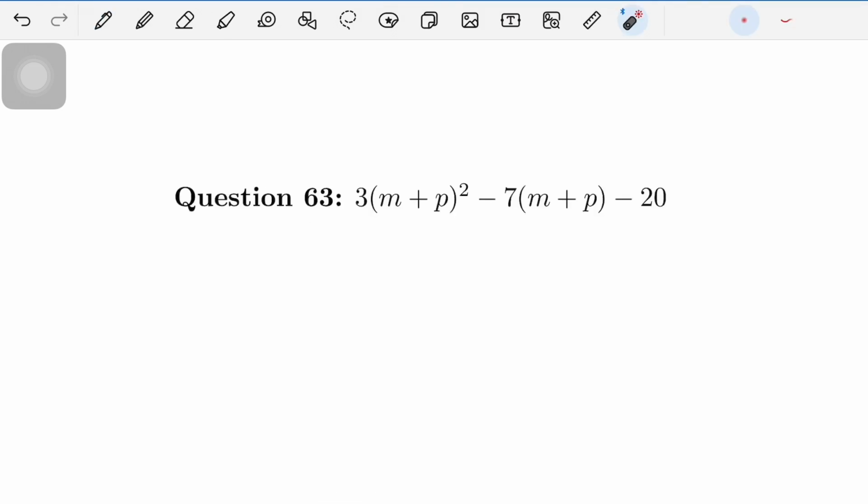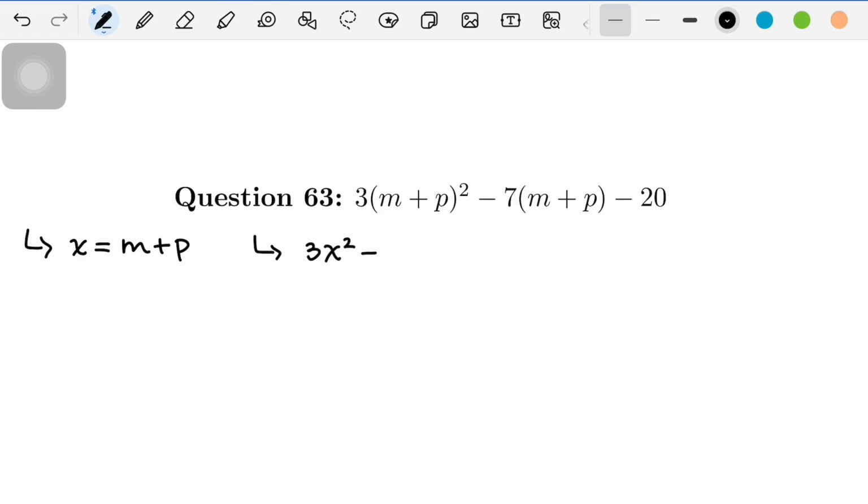So for this next question here, we're going to be using our substitution method to factor this. Now we like to use substitution when we're dealing with these more complicated polynomial expressions, and substitution allows us to write them in a simpler way. So we're going to start out by noticing we have this m plus p squared and then this m plus p term here. So by using substitution, we can introduce another variable, say x, and let's let x be equal to m plus p. Doing this, we can rewrite our original expression as 3x squared minus 7x minus 20.